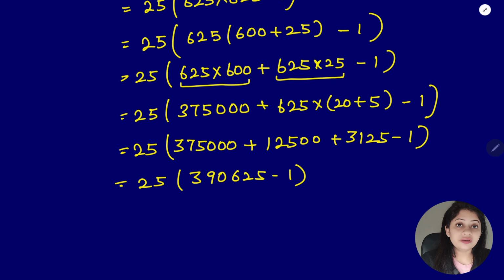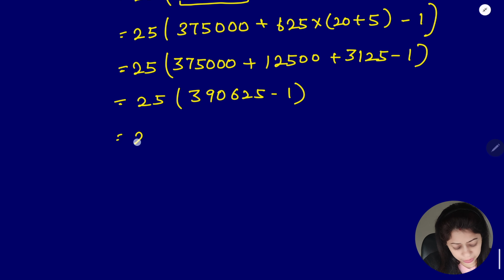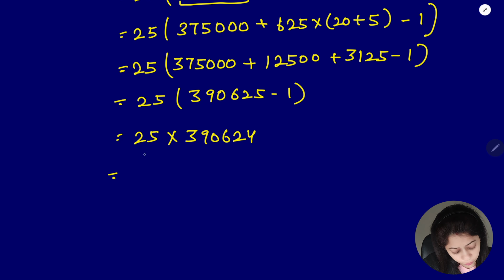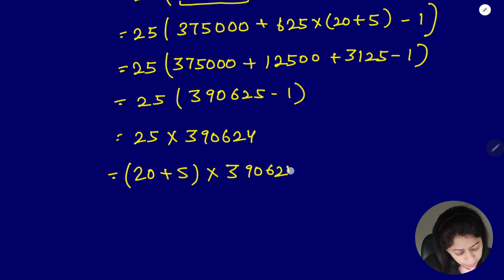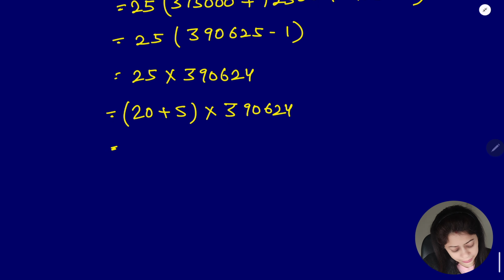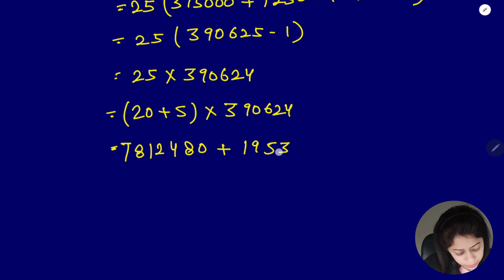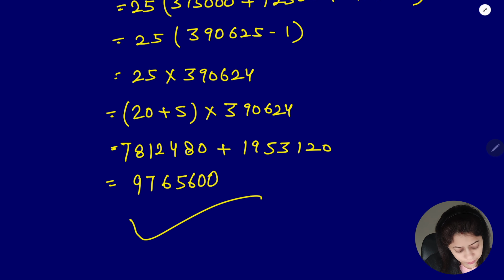390,625 minus 1, right? And now we get 25 times 390,624 and now we need to multiply these two. So it is 20 plus 5 times 390,624 and it will become, when you multiply this it will become 12, 2 9s are 18 and this 7, plus when you multiply this it will become 1953120. Now after adding this we will get 9765600 and this is our answer.